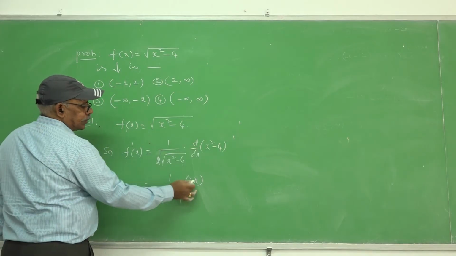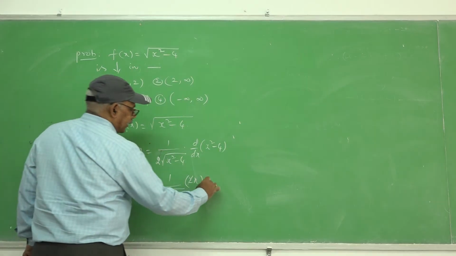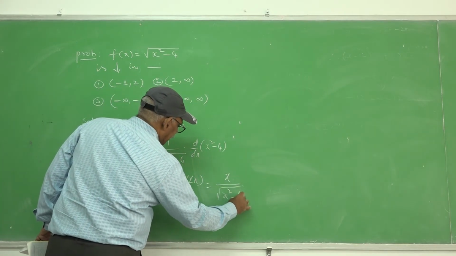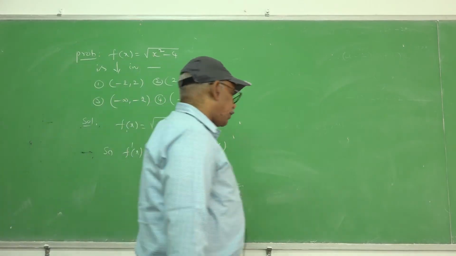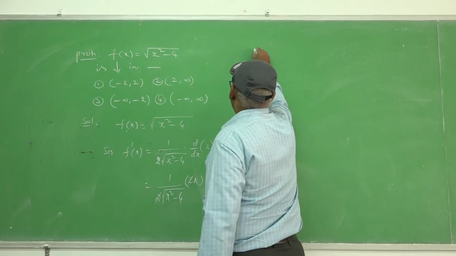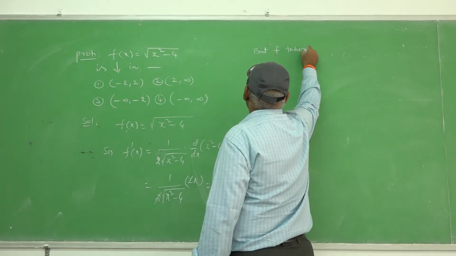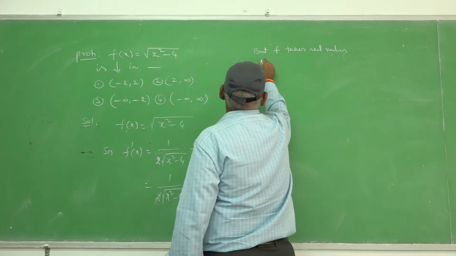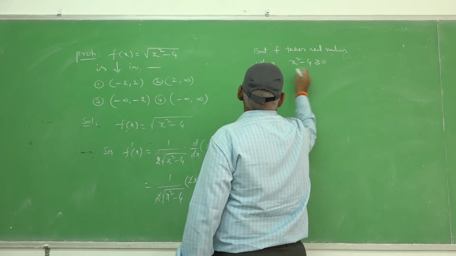For x square it is 2x, for constant 0. So, you can remove 2. Hence, f dash x is x by root over x square minus 4. But f is real valued function. But f takes real values when x square minus 4 is greater than or equal to 0.